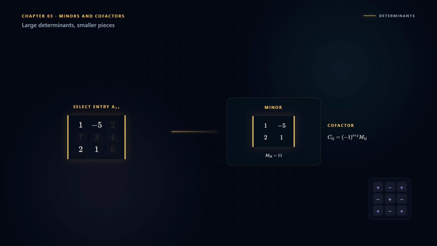The signs alternate like a checkerboard: plus minus plus across the first row, then minus plus minus, then plus minus plus. So the cofactor in row i, column j, is -1 raised to i plus j times the corresponding minor. The checkerboard is the bookkeeping that preserves the determinant sign.